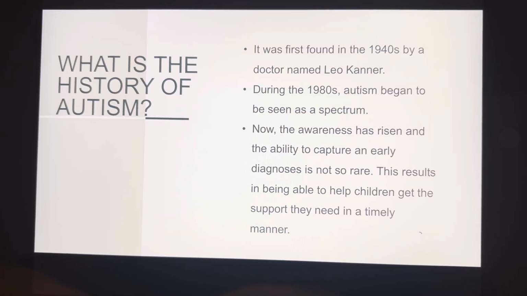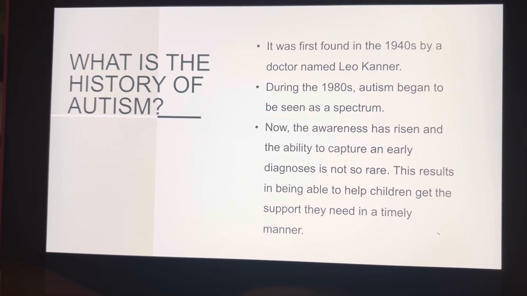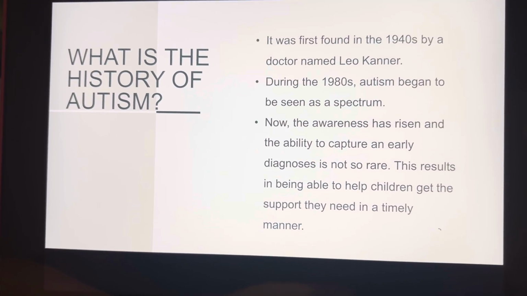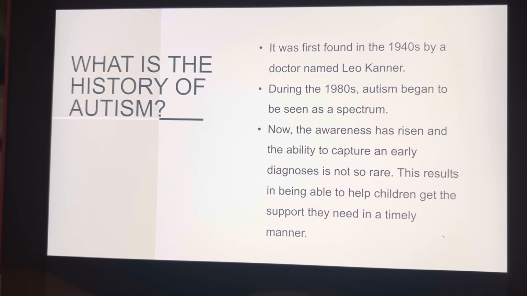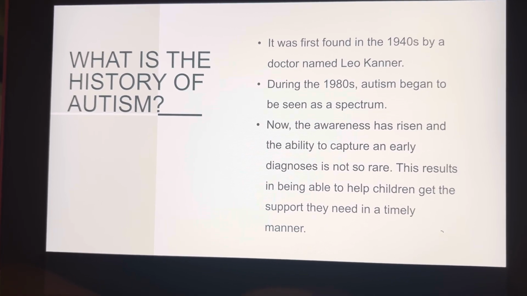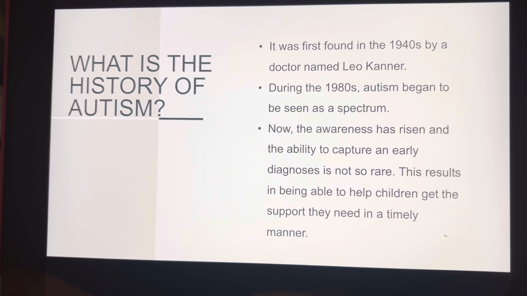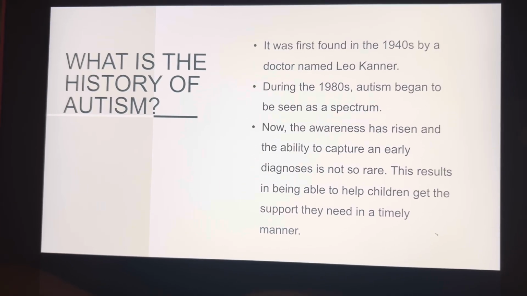A little bit about the history of autism. It was first found in the 1940s by a doctor named Leo Kanner. In the 1980s, autism began to be seen as a spectrum. Nowadays, awareness has risen and early diagnoses are not so rare.